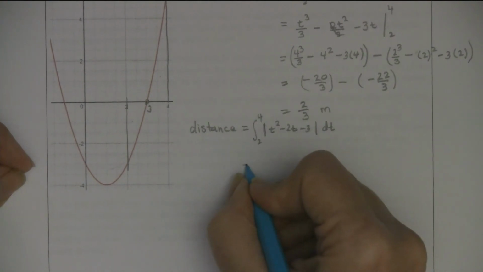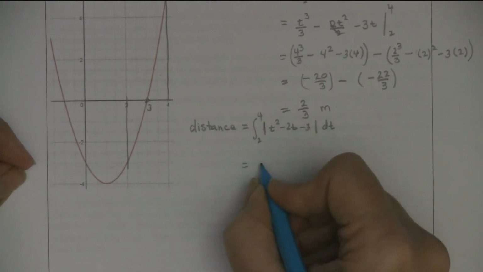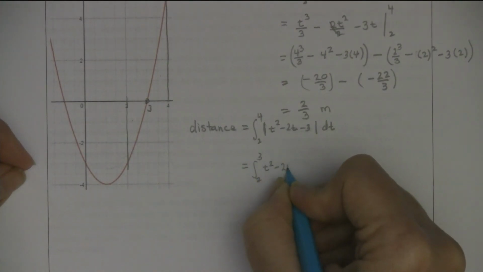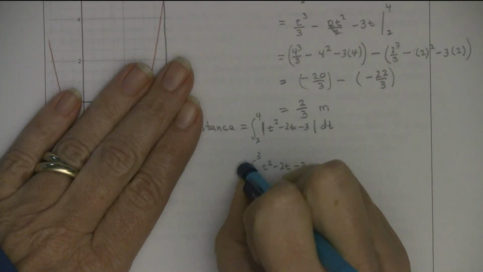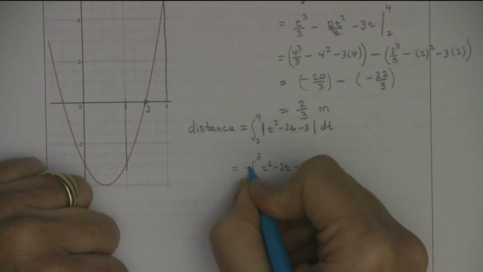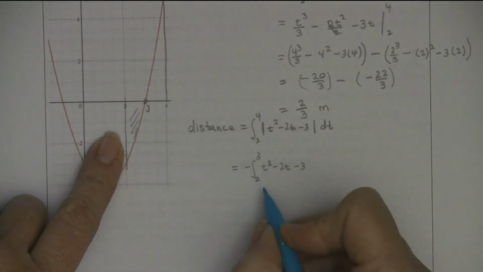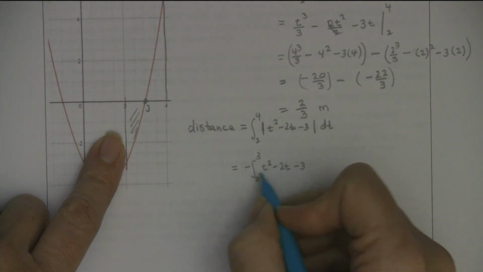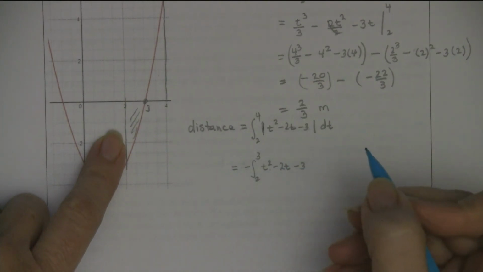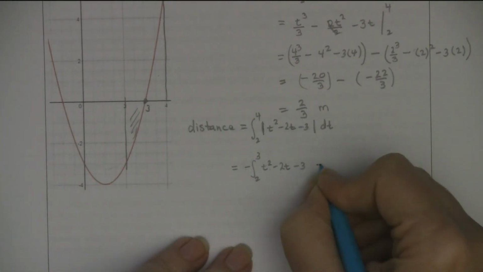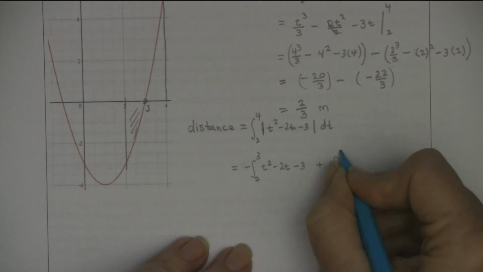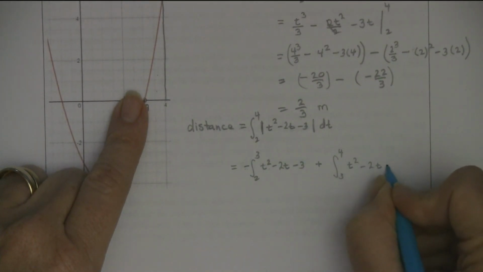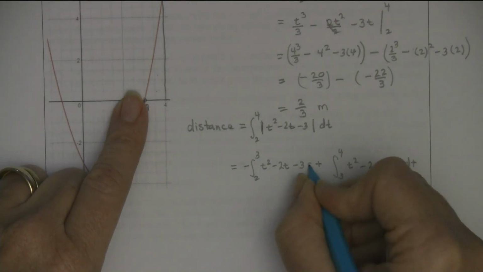So I have choices of how I can do this. You could break it apart: go from 2 to 3 of t squared minus 2t minus 3. You want the negative of that because it's below the x-axis and we want it to be positive, right? When I take it outside the absolute value, I get the negative of that. Put the negative here or distribute it through, your choice. It doesn't matter. Then I add the integral from 3 to 4, which is above the axis, of t squared minus 2t minus 3 dt.